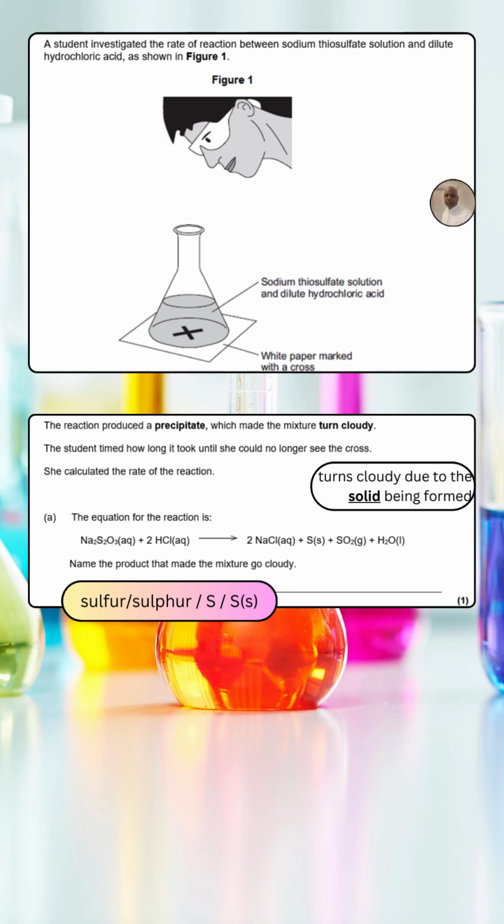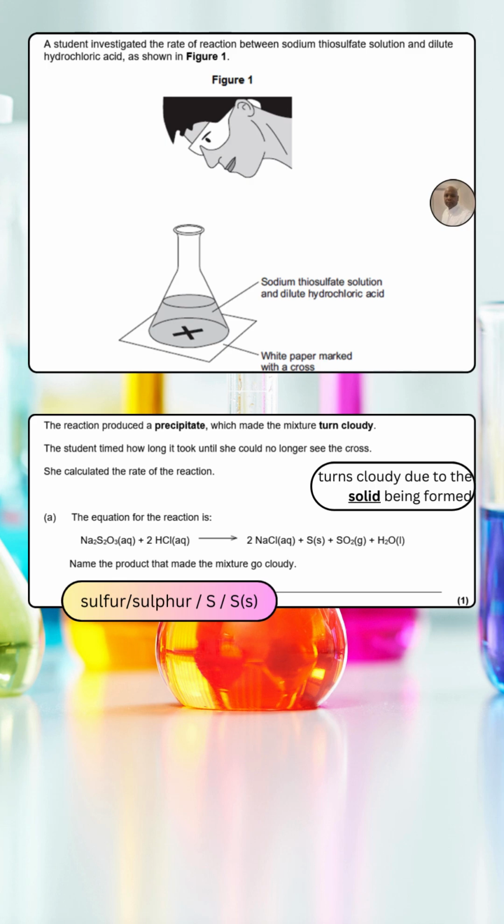So the first part of the question, I really look at the practical component where the sodium thiosulfate and dilute hydrochloric acid both mix together. You have the X underneath the conical flask, and this is a practical that you should have completed.